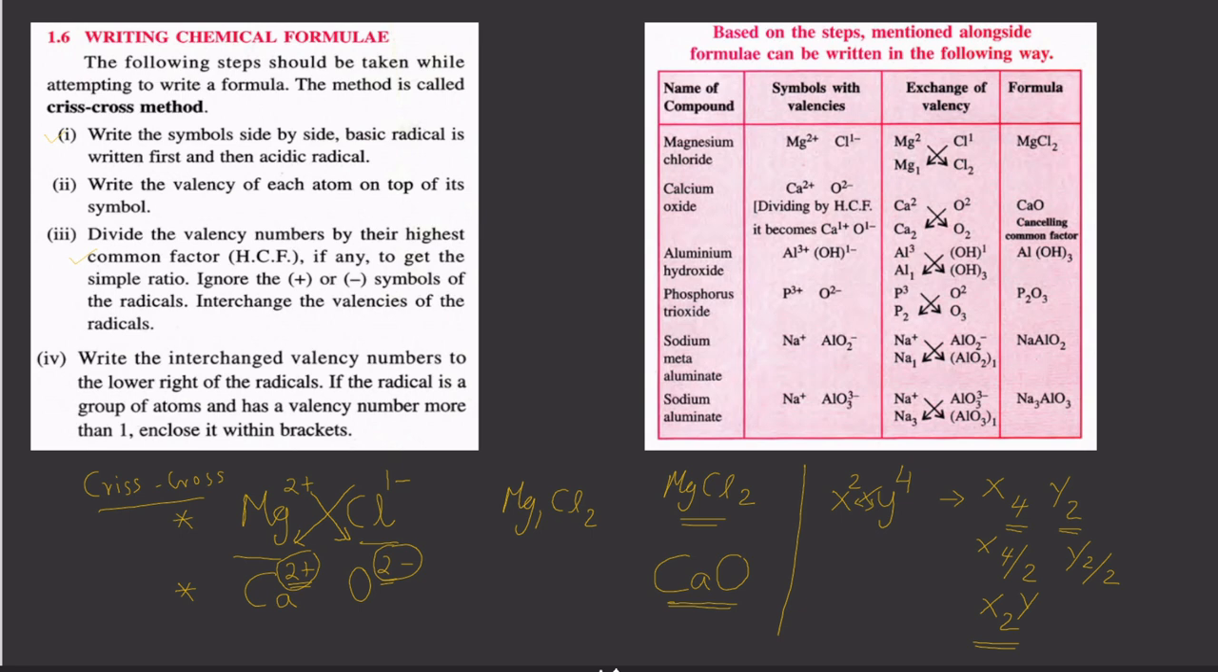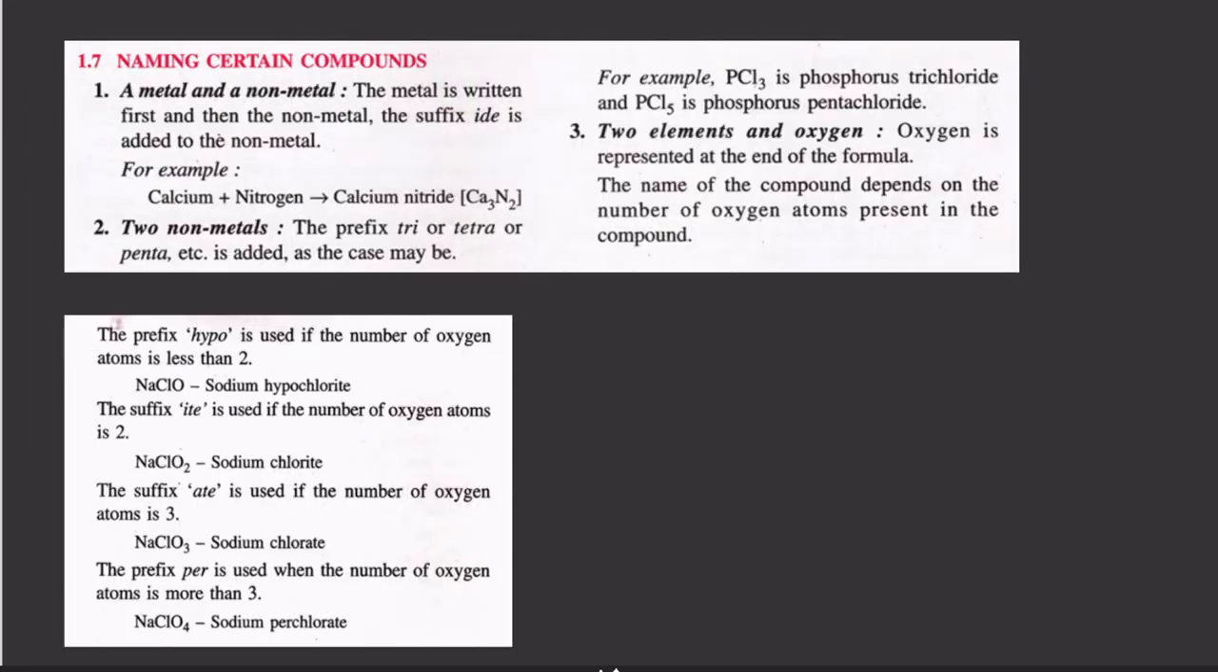Hope it is clear? Please study this, it is very important. This is the ABCD of chemistry, knowing how to write chemical formulae. Then in the next part we are going to study how we can name certain compounds: how we name a metal and a non-metal, if there are two non-metals together, if there are two elements and oxygen. All these things we will study now.